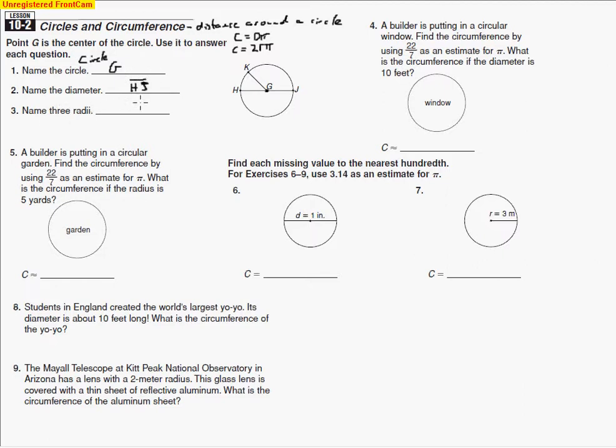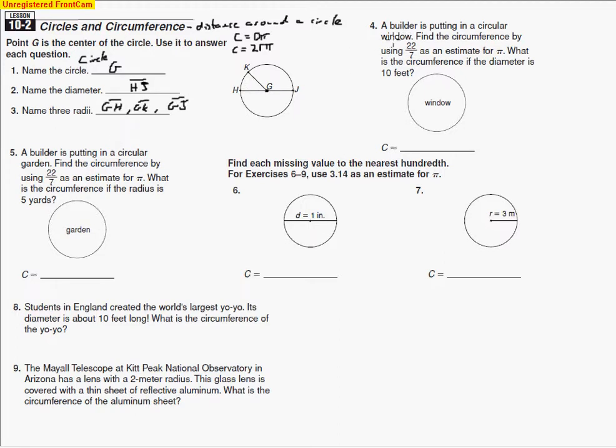Name 3 radii. Radii is the plural form for radius. And so radius goes from the curve of the circle to the center. And so there's 3 of them. We could start with saying GH. That's one of them, so from G to H. And then G to K is another. And then our last one would be G to J. Notice that I have the hat on top. So again, it goes from the center to the curve of the circle.